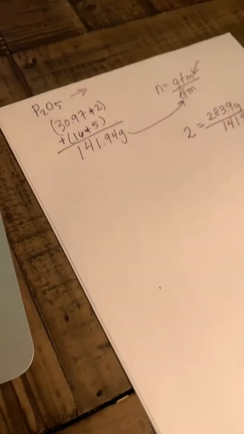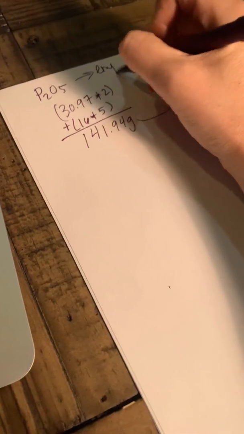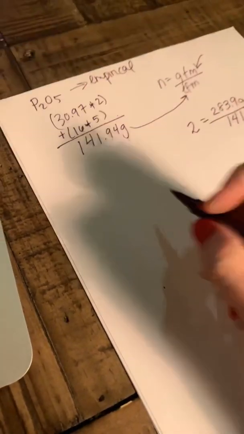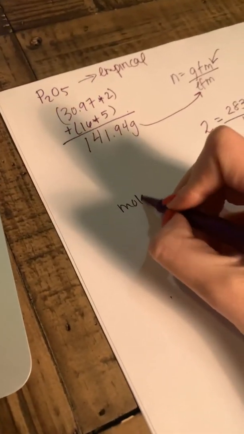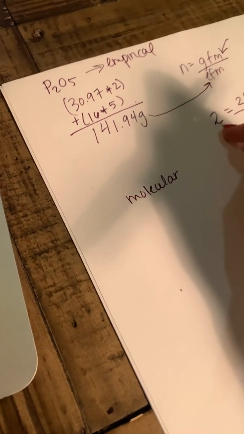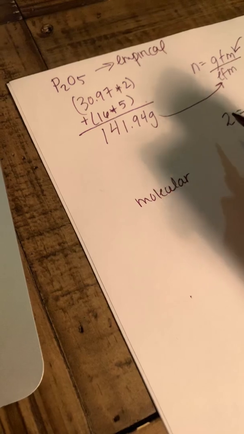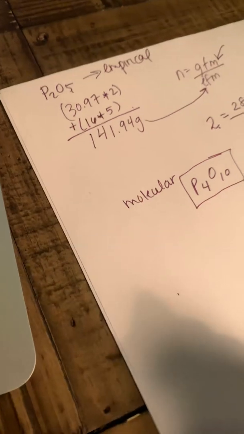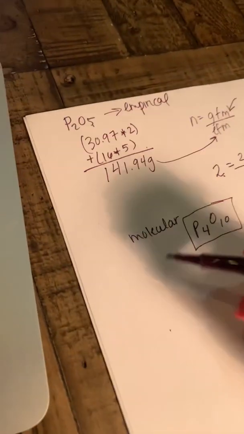Right? So what that means is, this was your empirical formula, and to find your molecular formula, you have to multiply your empirical by the factor that you get, so 2. So that means you're going to multiply P times 2. So 2 times 2 is now 4. And you're going to take 5 times 2, which is now 10. So this is your molecular formula, right? So it's not that bad.